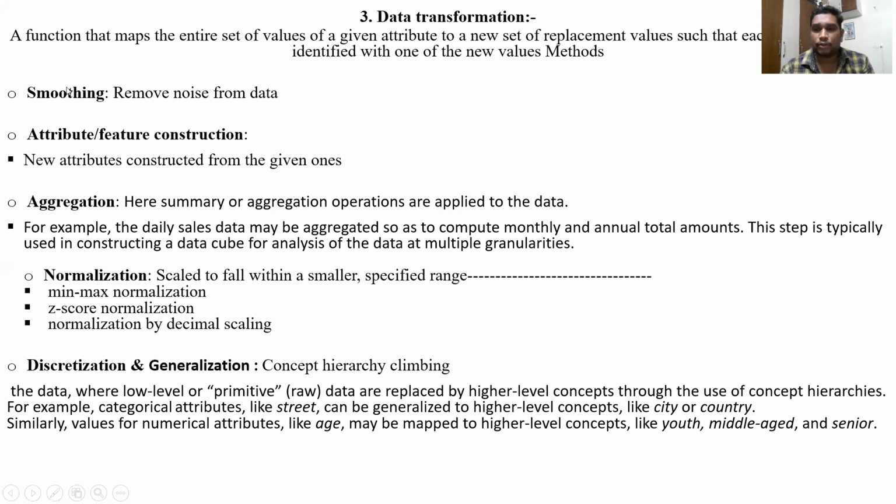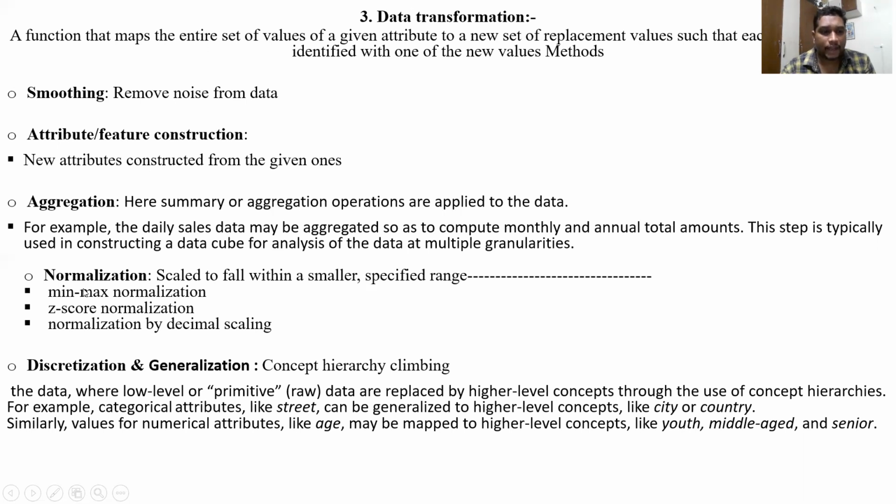Already you know about smoothing. In data reduction we discuss attribute feature construction. Already you know about aggregation. You will discuss normalization now, and feature construction and discretization, these two, we will discuss in the next topics.